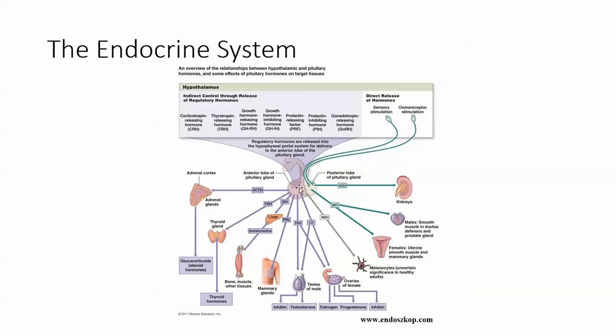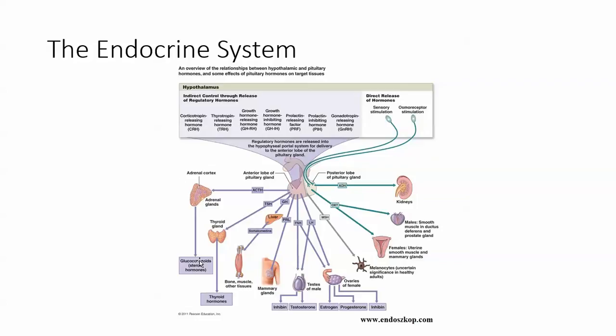So the anterior lobe, another term for that, is the adenohypophysis, and the posterior lobe right here is called the neurohypophysis. So let's talk about the anterior pituitary first. It secretes several hormones. One of them is ACTH, adrenocorticotropic hormone, and that has its effect on the adrenal cortex.